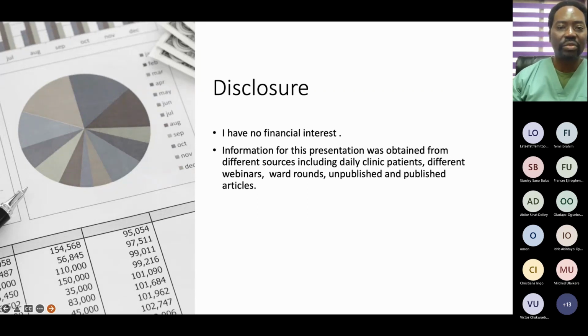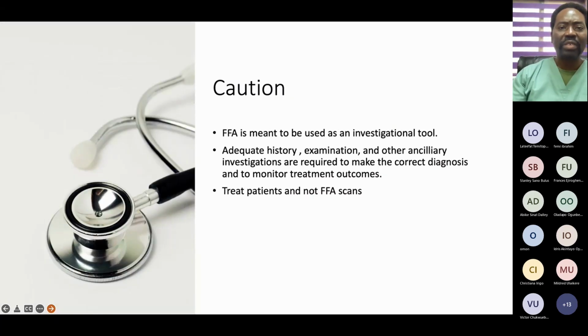Information for this presentation was obtained from different sources, including daily clinic patients, webinars, ward rounds, unpublished and published articles. So FFA is meant to be used as an investigational tool. Adequate history, examination, and other ancillary investigations are required to make the correct diagnosis and to monitor treatment outcomes. And this is always a caution we say: we treat patients and not FFA scans.